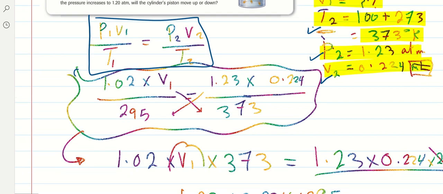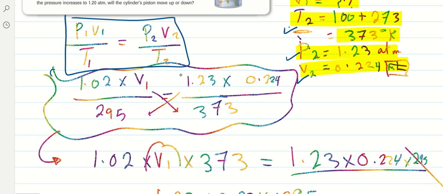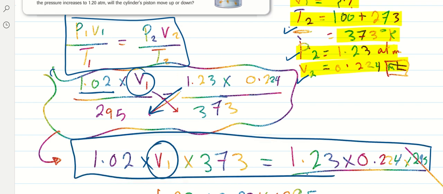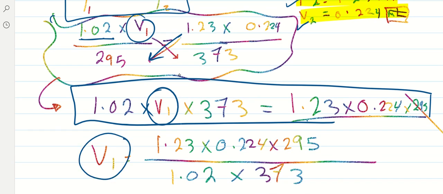And then cross multiplication. It will be 1.02 times V1 multiplied by 373 equals, on the other side, 1.23 times 0.224 times 295. This is after the cross multiplication. Now I want V1 alone. So substitute: V1 will be equal to all of this divided by this multiplied by this.